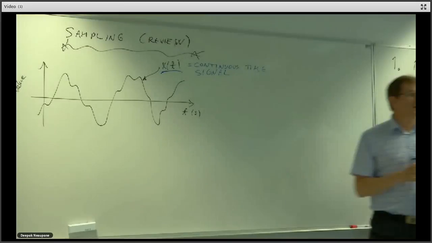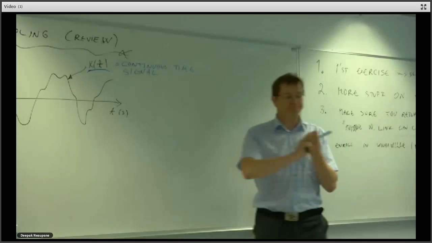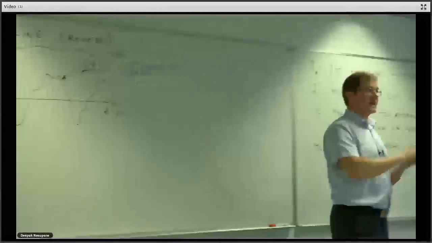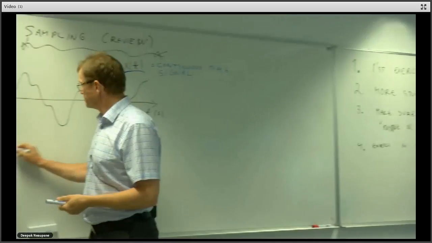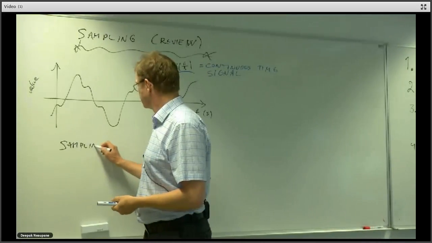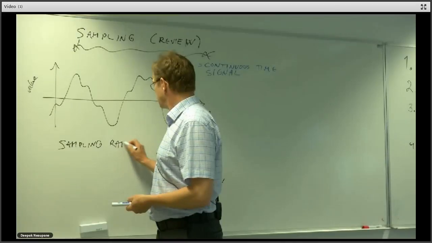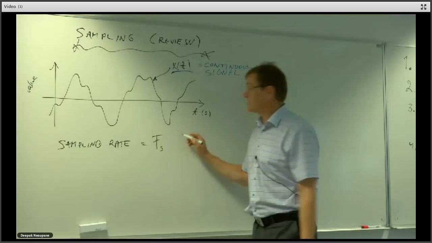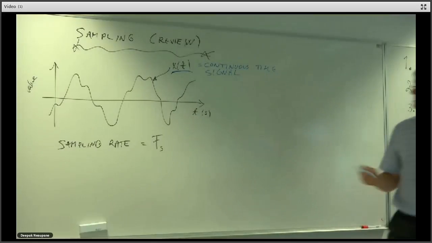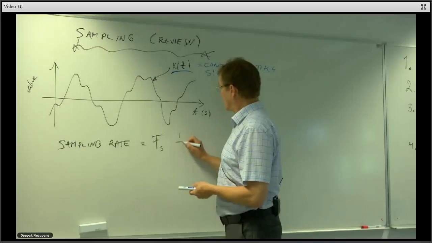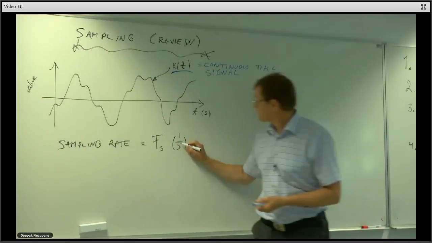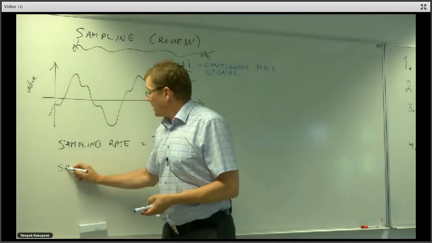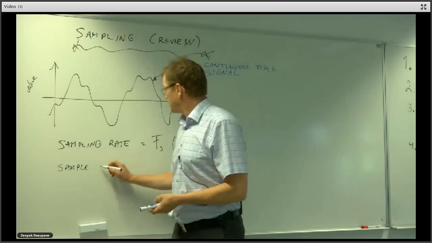Okay, then we have a couple of parameters like sampling rate or sample time. Sampling rate, I mark it usually with capital F and S, and the unit here is samples per second, or 1 over a second is the unit there. Samples per second or sample time or sampling time.